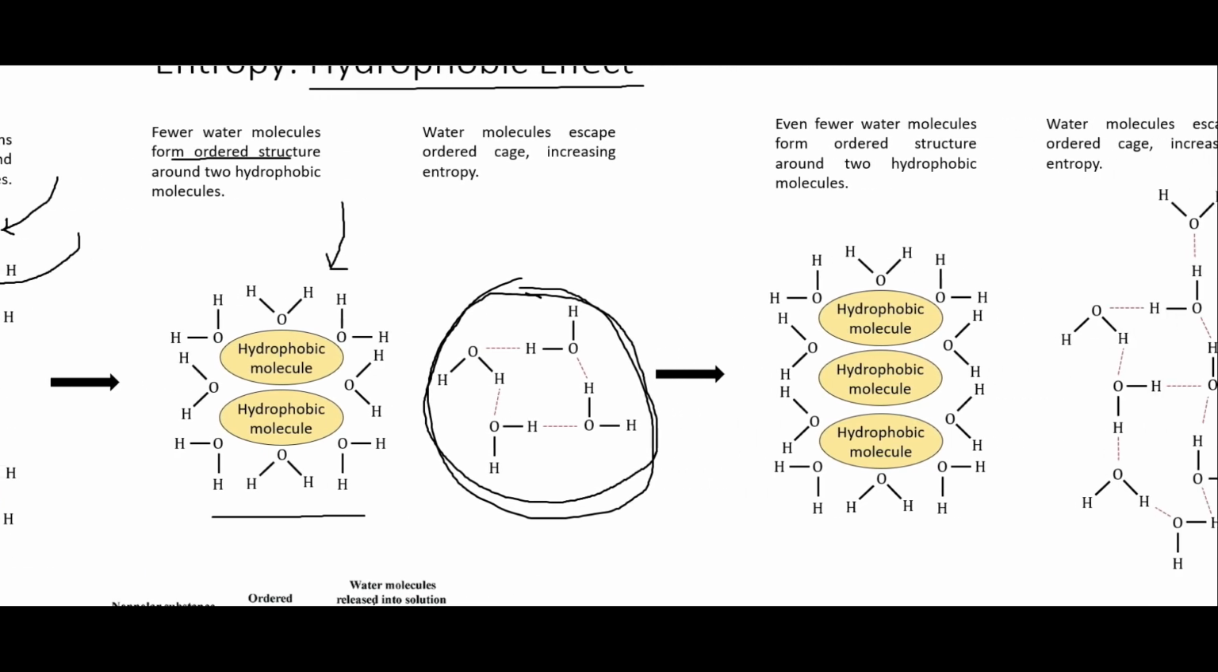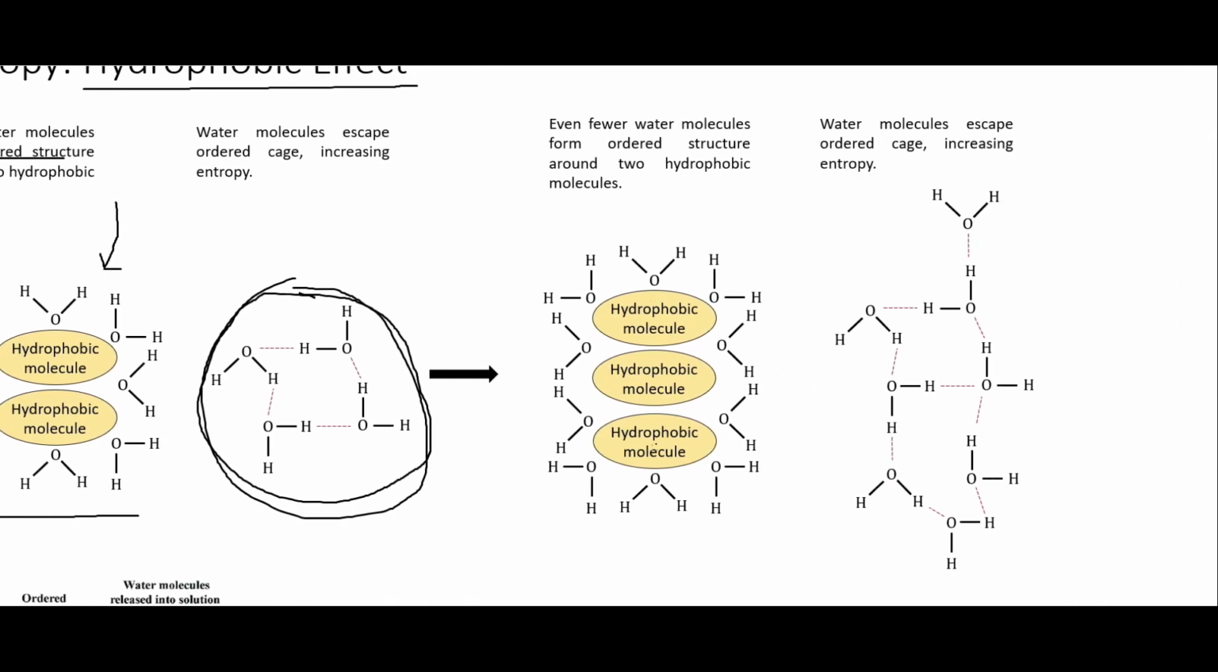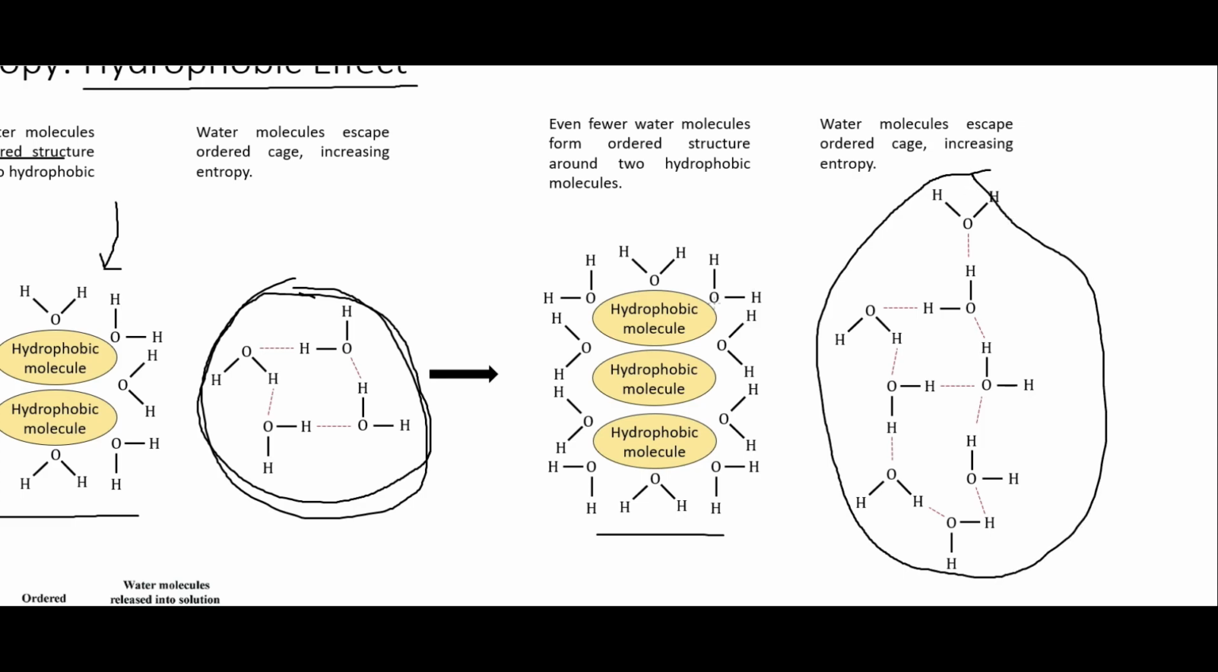But then we can bring in a third one here, and now we have made this complex here of these three hydrophobic molecules, and we've removed even more water from it. And so we've gotten rid of even more of that ordered structure, and so that's entropically even more favorable. And you can see we could just continue doing this over and over again until we end up with all of the hydrophobic molecules interacting with each other and interacting as little as possible with the water. And so that's why, for instance, your vegetable oil and water will separate, because it's more entropically favorable.